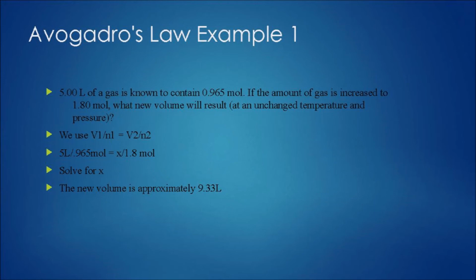Well, since we have our volume and the number of moles, and we know that our temperature and pressure have remained unchanged, we can use the equation V1 divided by N1 equals V2 divided by N2. Substituting our numbers, we'll have 5 liters divided by 0.965 moles equal to X, which is the volume we're trying to find, divided by 1.8 moles. So now we just solve for X, take 1.8, multiply it by the other side, get a final number, and that final number will be approximately 9.33 liters.